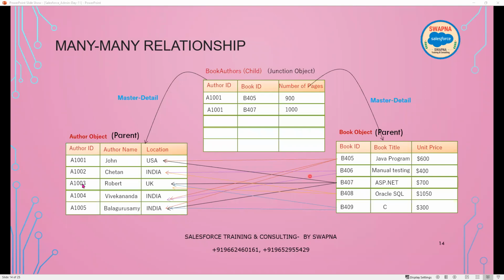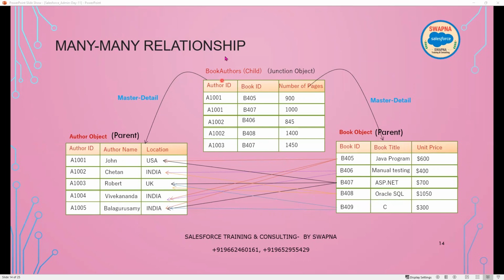Similarly, A1002 has written the B406 book, manual testing, and the number of pages is 845. Similarly, A1002 has written another book, B408 Oracle SQL, with 1400 pages. And the last one, A1003, Robert, has written the book B407 ASP.NET, and the number of pages is 1450.